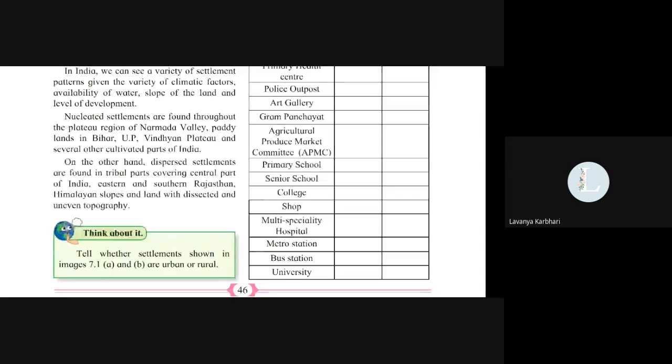Also eastern and southern Rajasthan. We already know Rajasthan. Okay, Rajasthan is a desert. The major part of Rajasthan is covered with desert. That's why the eastern and southern Rajasthan also has dispersed settlements. Population is very dispersed there. Also, Himalayan slopes. We already know it is very difficult to stay in a region which is very sloping.